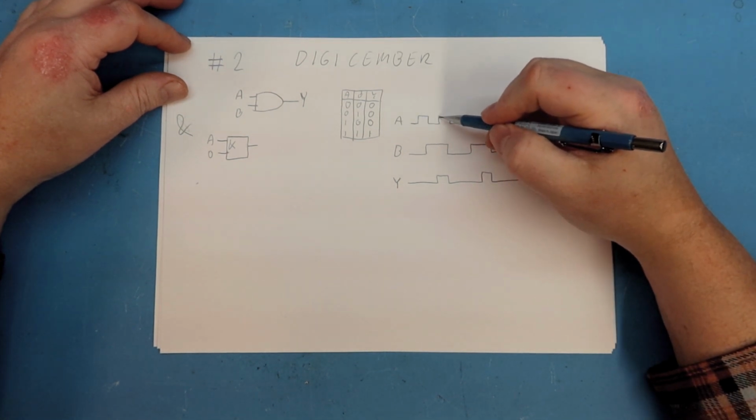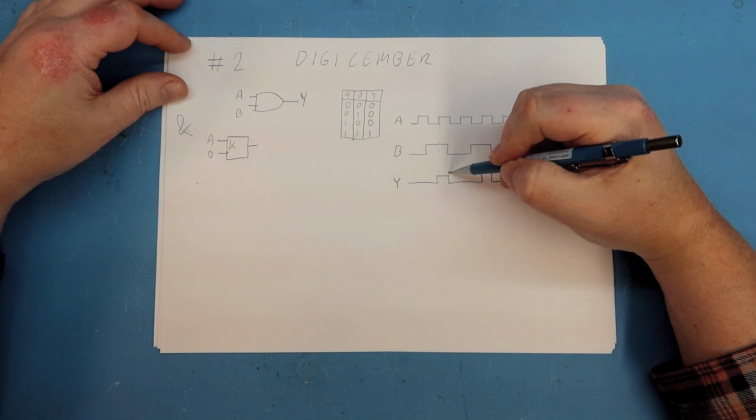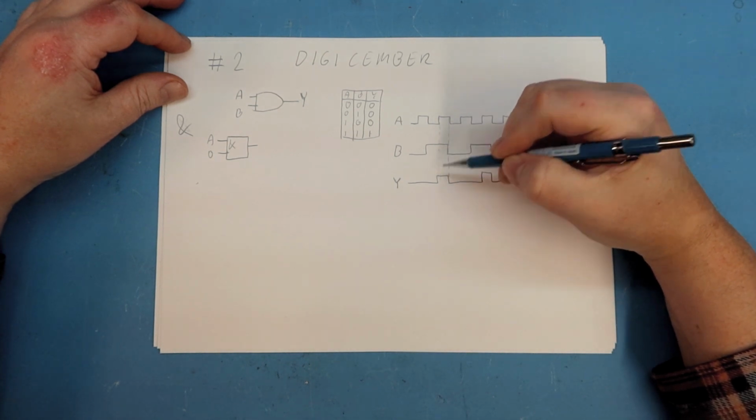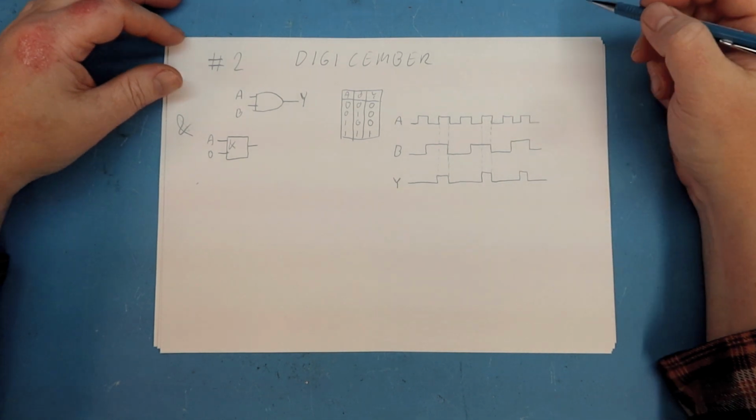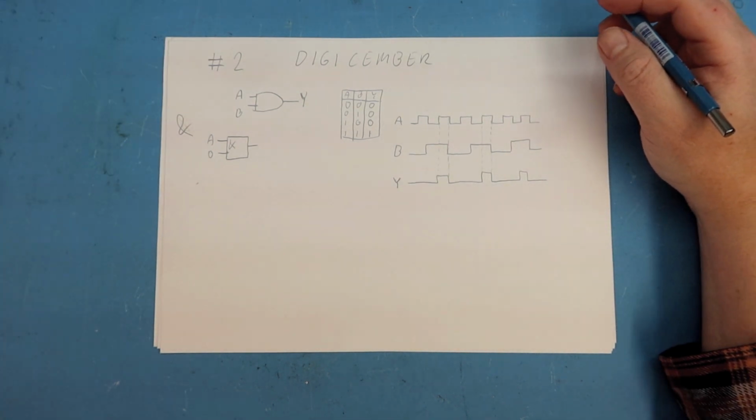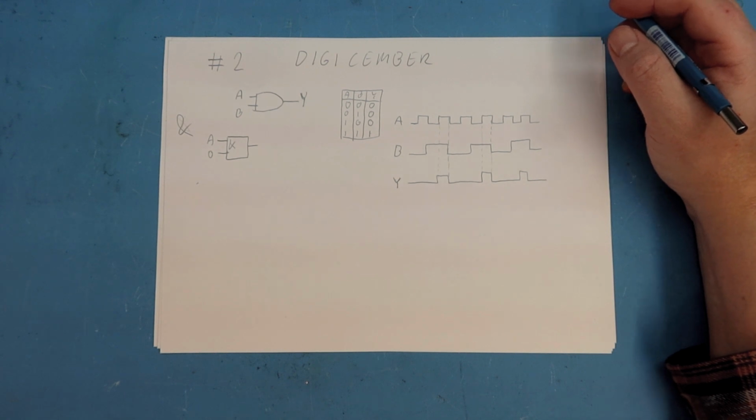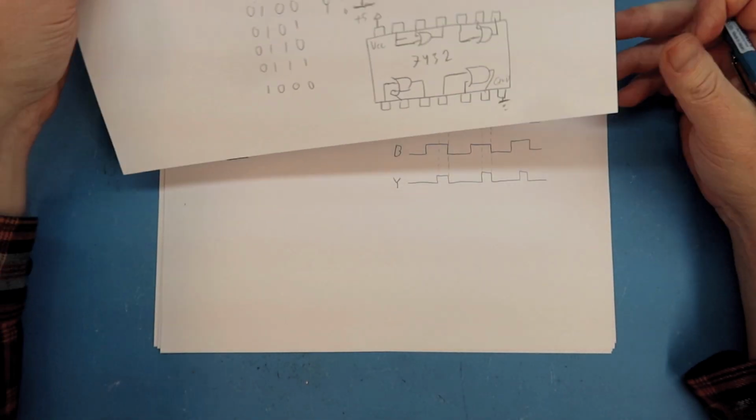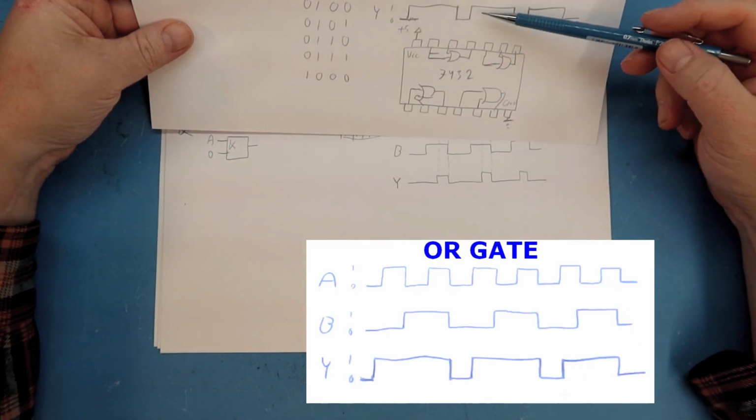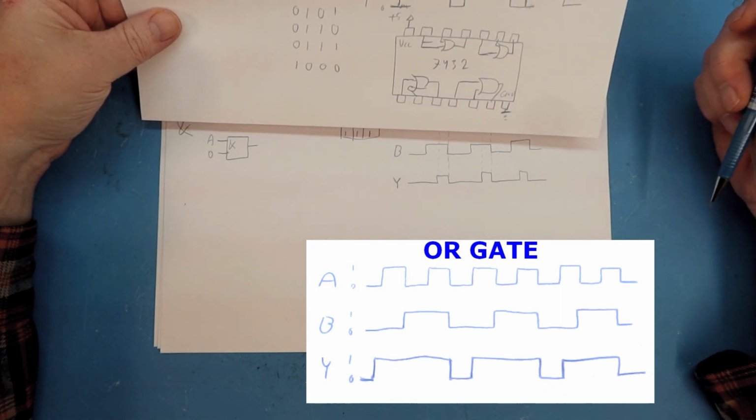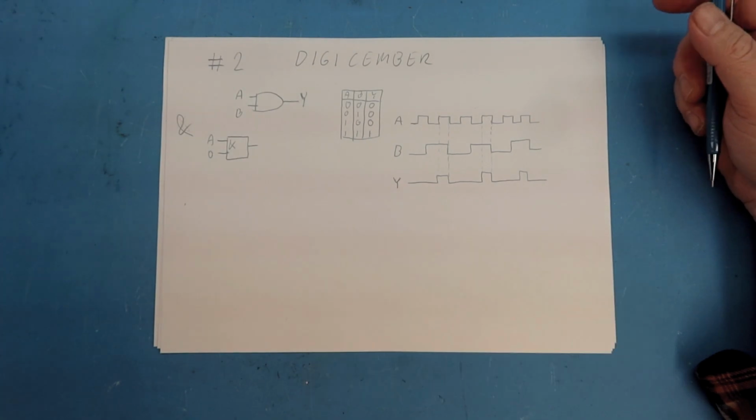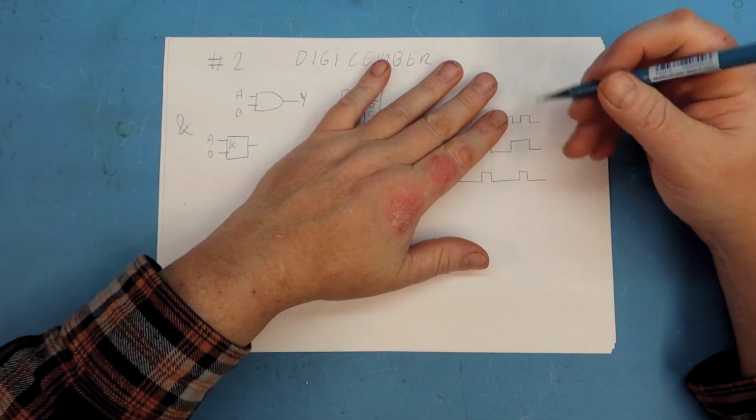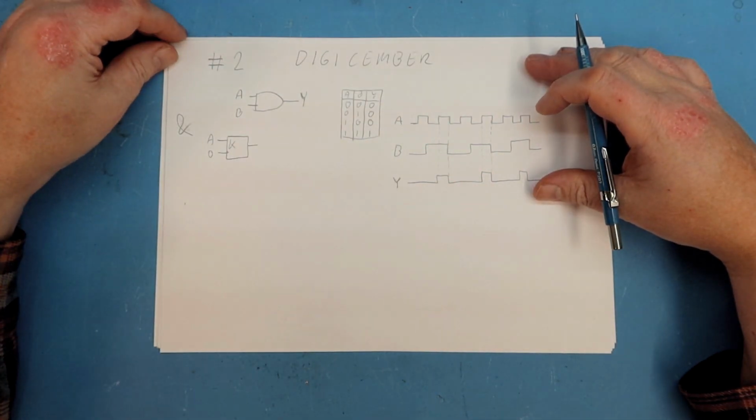So if we look here, the only place where this should be high is where both of these are high at the same time. Like so. And this differs from what we saw yesterday. If we look at yesterday's, we can see that it's exactly the opposite of this one, just a little out of time. So that is basically the function of the AND gate.